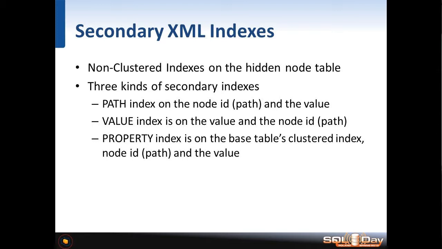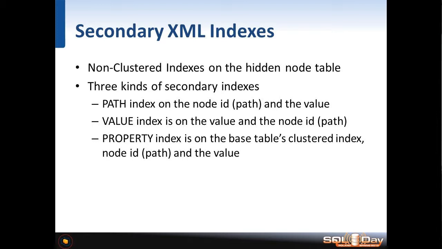The value index is built on the value of the data, then the path. So it's the same columns, but reversed. The property index is based on the clustered index value, the path, and then the actual data value of the XML document. Which one of these you need is going to totally depend on how you write your XPath query that's searching the data within your XML documents.